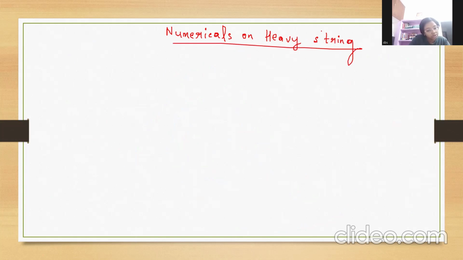So write down numericals on heavy string category problem. Numericals on heavy string. So write down the first numerical. Find the tension at point P in the given string.